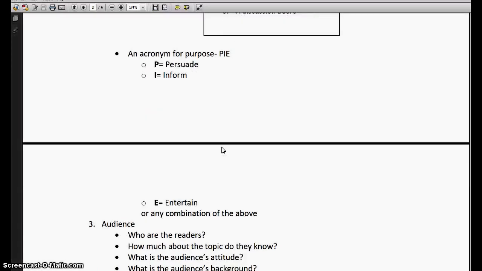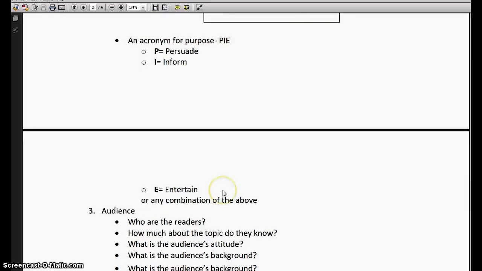And then to entertain. Maybe we're writing a funny narrative story and we just simply want to entertain, or to let people have a good time as they read our story. Or at times, sometimes you're going to combine. Maybe you're trying to inform and to persuade, to inform and to persuade at the same time in the same paper, and that does happen a lot.